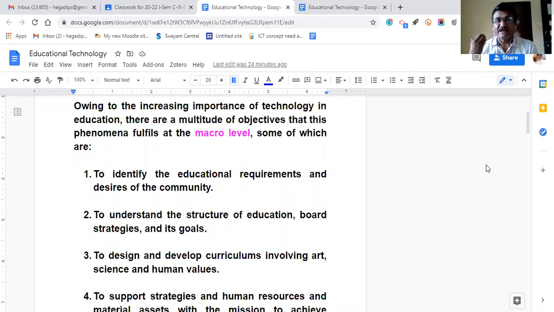Now that has to be identified first, and accordingly, what the community wants, what are the aspirations of the community. Accordingly, we have to move ahead. This should be the first objective at the macro level. Okay, second one, to understand the structure of education, board strategy, and its goals.